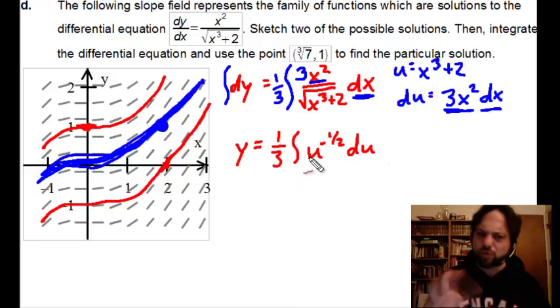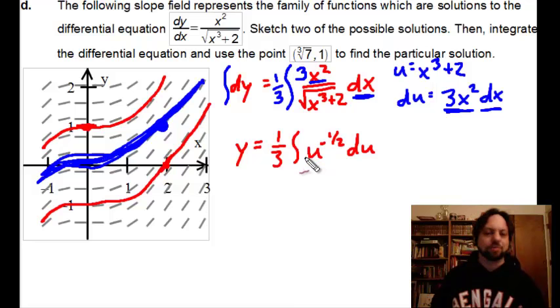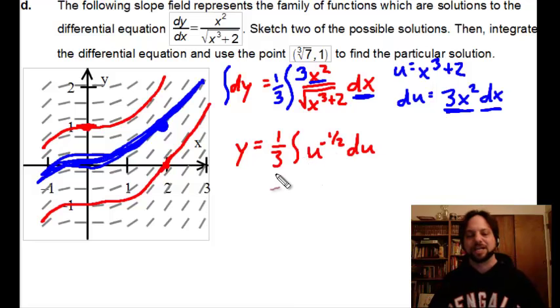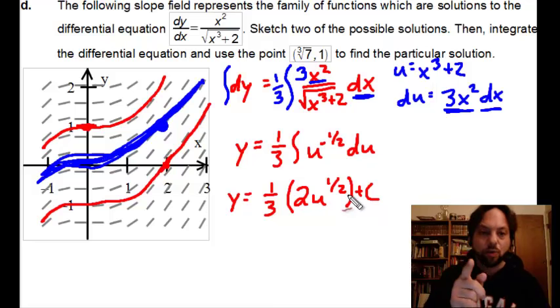And I know I've been rewriting a lot of integrals as u to the negative 1/2 du, but every problem is different, and you'll see that when you get to the assignments. So y equals all this stuff here. Looks like all I need to do is go ahead and integrate on the right side. And if I do that, I'll get 1/3. This u to the negative 1/2 will turn into 2u to the 1/2, and then my plus c, of course.